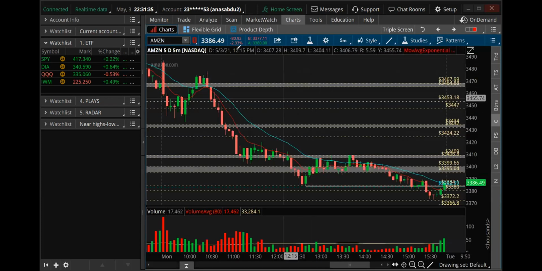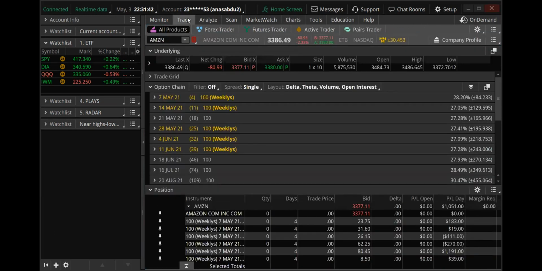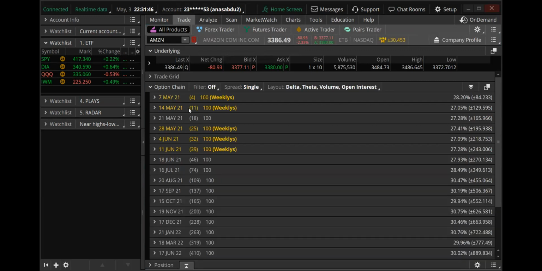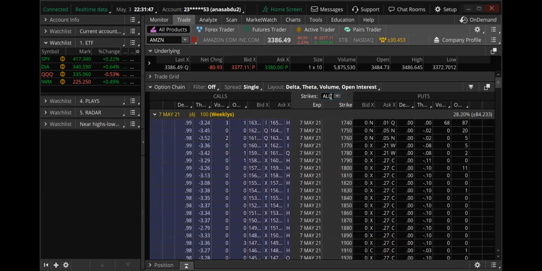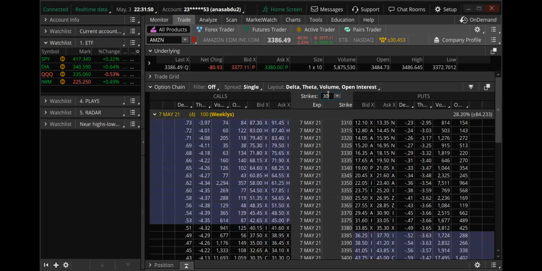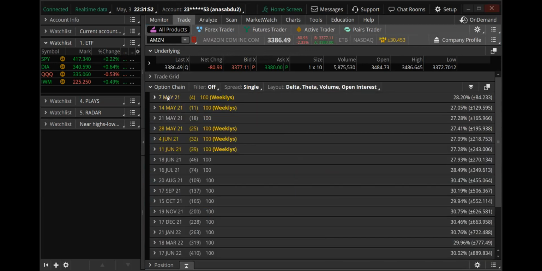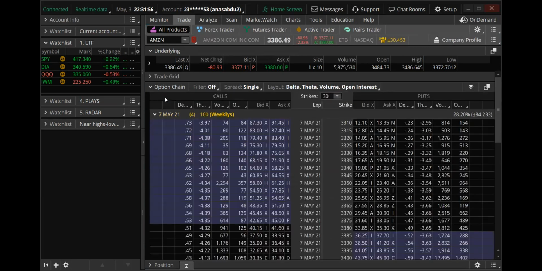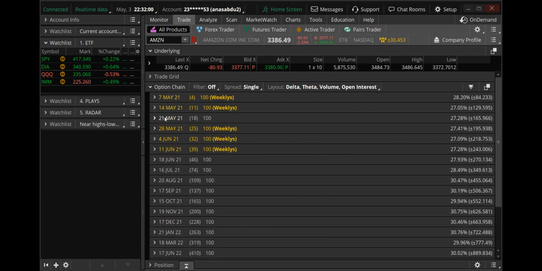And I just want to go over real quickly, how do I choose which expiration to play, right? And which strike. So if we go here to the option chain and we go to May 7th, that's the expiration date. So on May 7th, this contract is going to expire worthless if it is out of the money, right? And then this would be next week's and the following week.